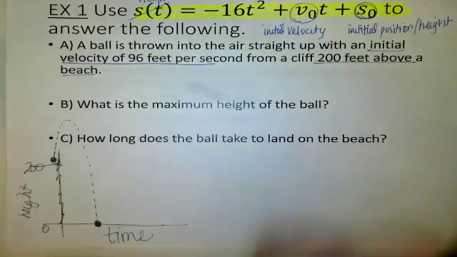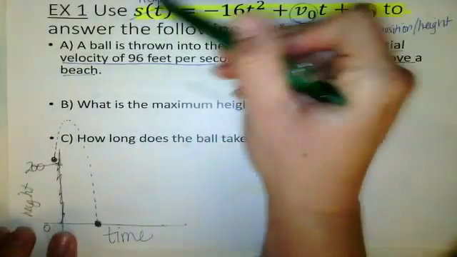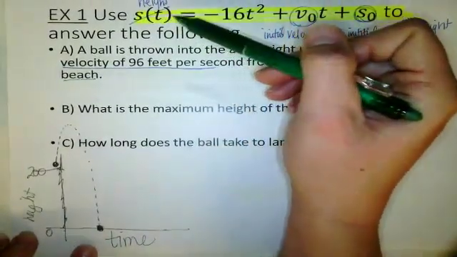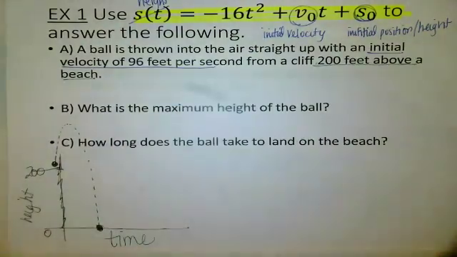We also don't have a Y-axis. Instead of Y, we have S of T here, which really just represents the height or position of our ball, okay? The height above the beach.